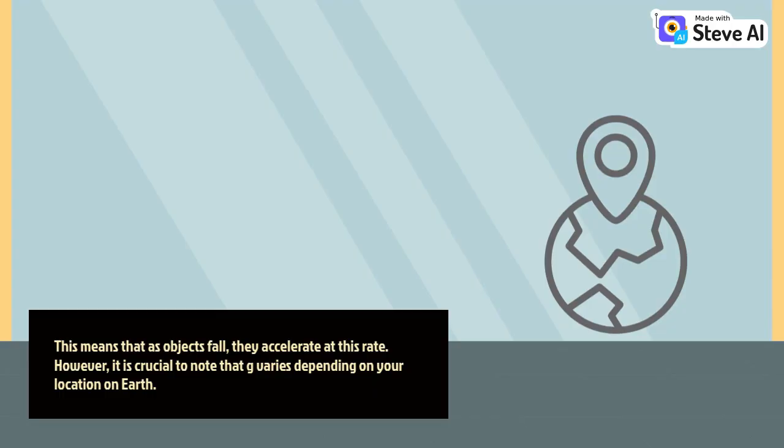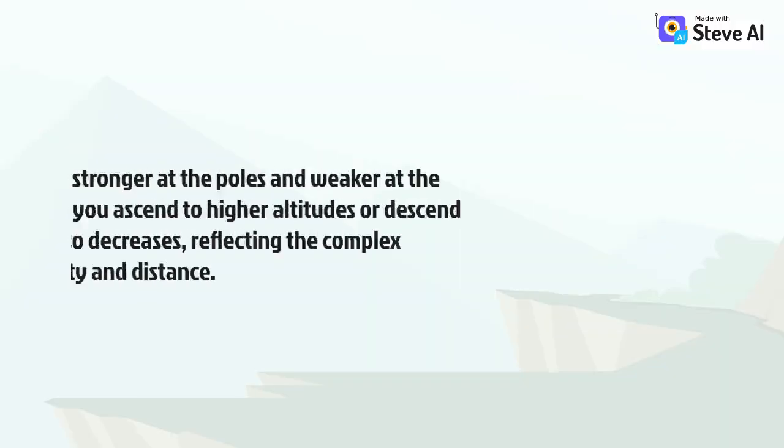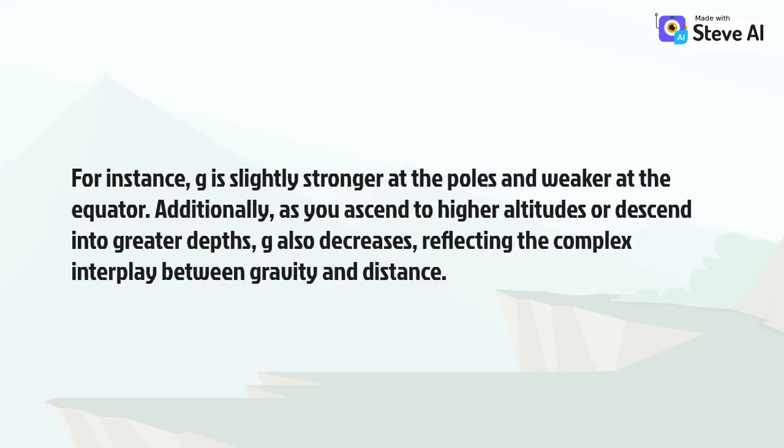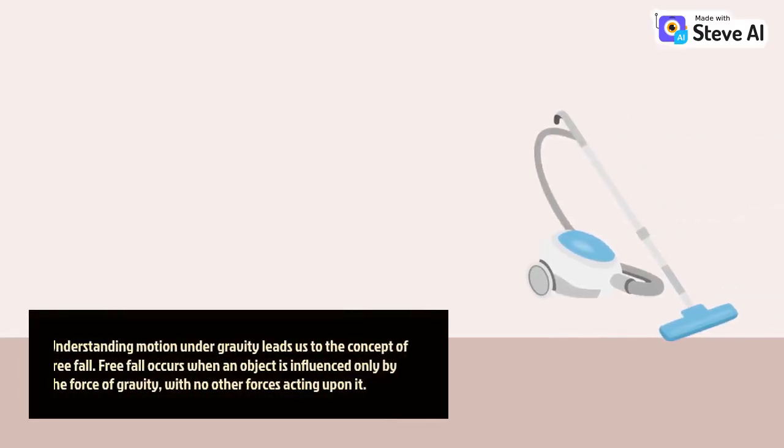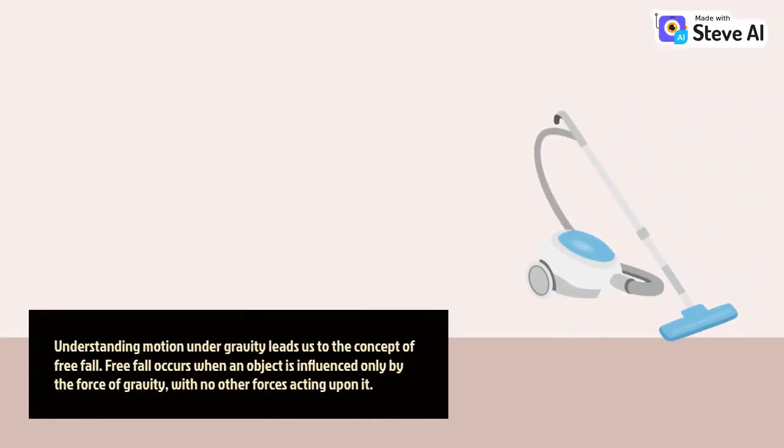However, it is crucial to note that g varies depending on your location on Earth. For instance, g is slightly stronger at the poles and weaker at the equator. Additionally, as you ascend to higher altitudes or descend into greater depths, g also decreases, reflecting the complex interplay between gravity and distance.